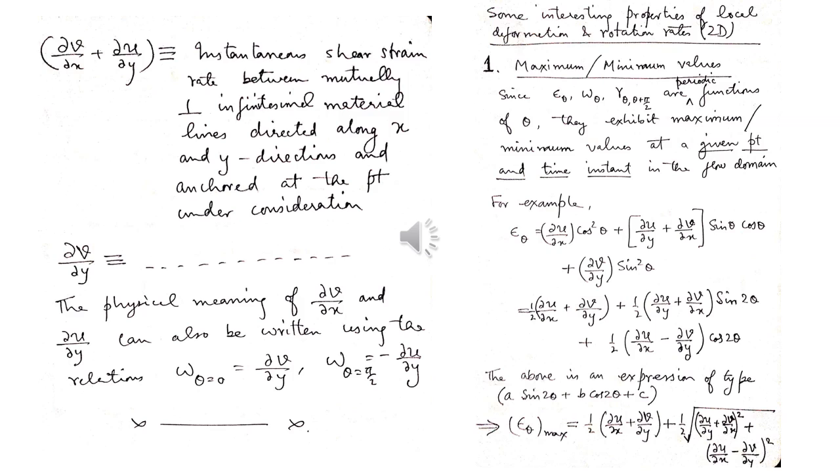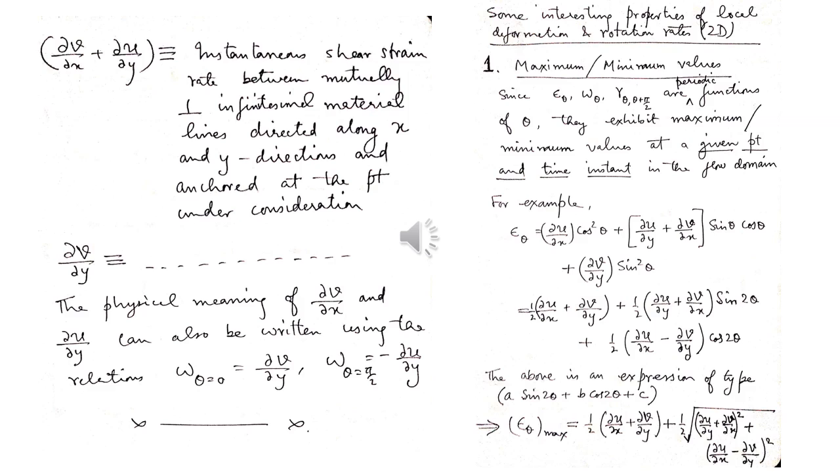So now coming to the third learning objective of my lecture 3, as I mentioned, there are some very interesting mathematical properties exhibited by local deformation and rotation rates. And of course I'm restricting myself to 2 dimensions. So the first property that I will draw your attention to is the maximum and minimum values.